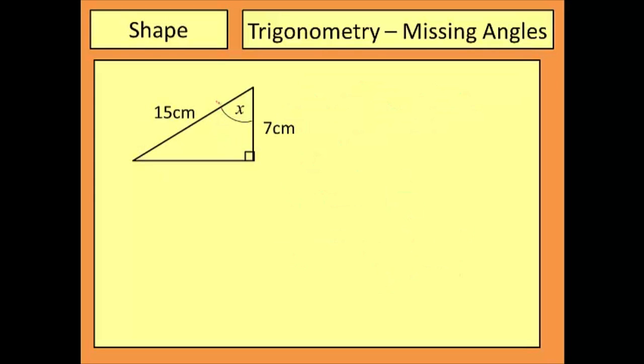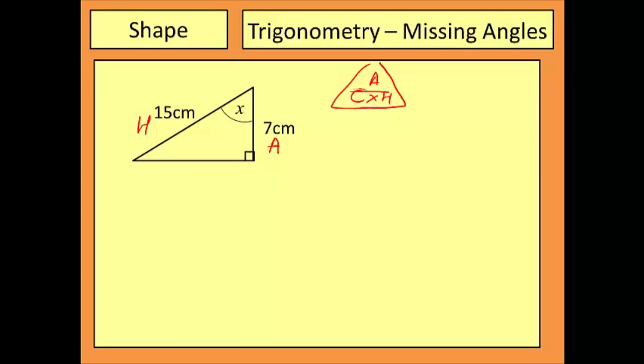In our second example, I'm going to start in a very similar fashion. I'm going to label the hypotenuse because it's opposite the right angle, and this 7 cm length is the adjacent. This tells me that I'm going to use the CAH triangle.